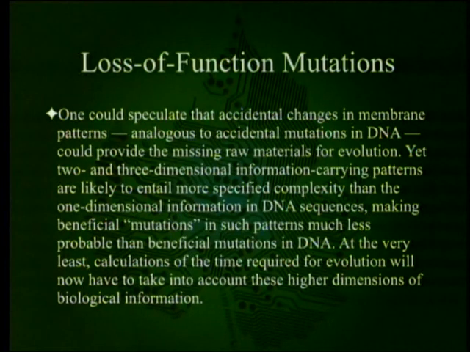One could speculate that accidental changes in membrane patterns, analogous to accidental mutations in DNA, could provide the missing raw materials for evolution. Yet two- and three-dimensional information-carrying patterns are likely to entail more specified complexity than the one-dimensional information in DNA sequences, making beneficial mutations in such patterns much less probable than beneficial mutations in DNA. At the very least, calculations of the time required for evolution will now have to take into account these higher dimensions of biological information. You have to involve not only the DNA, but also the rest of the cell.